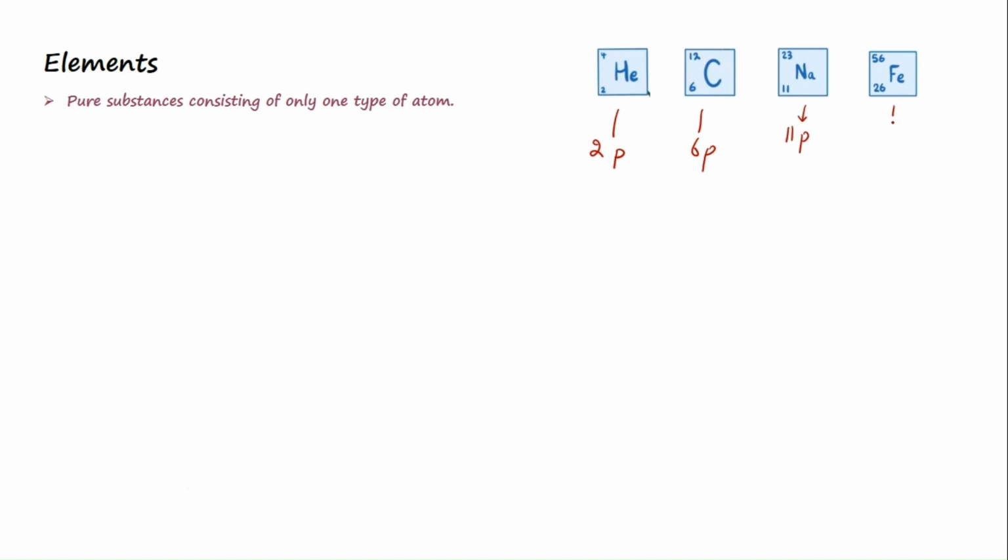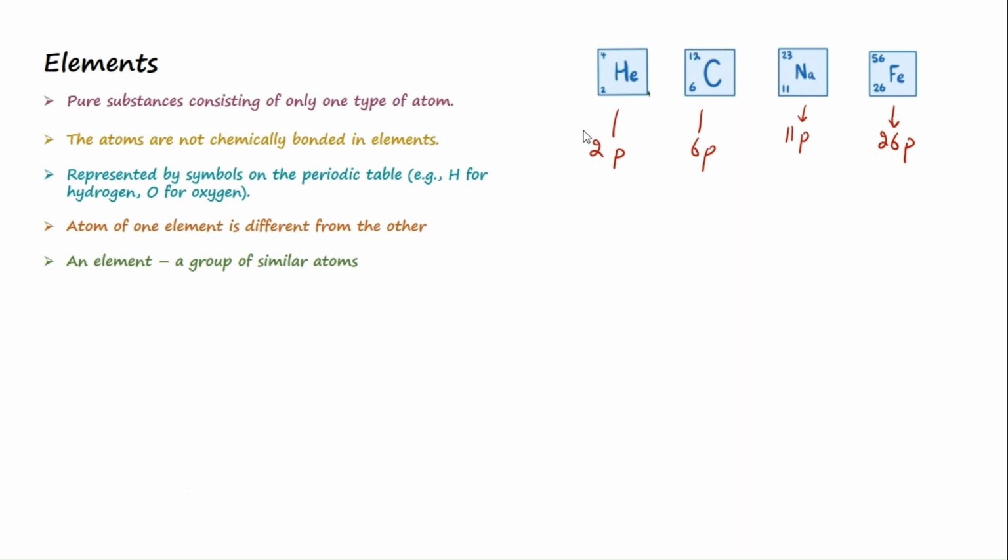And if it has 26 protons in its nucleus, we will call it an iron atom. So that's how each of these elements is defined by a specific type of atom. In these elements, atoms are not chemically bonded to each other, and each one of these elements has different properties. For example, helium has very different properties from those of carbon because helium is a gas.